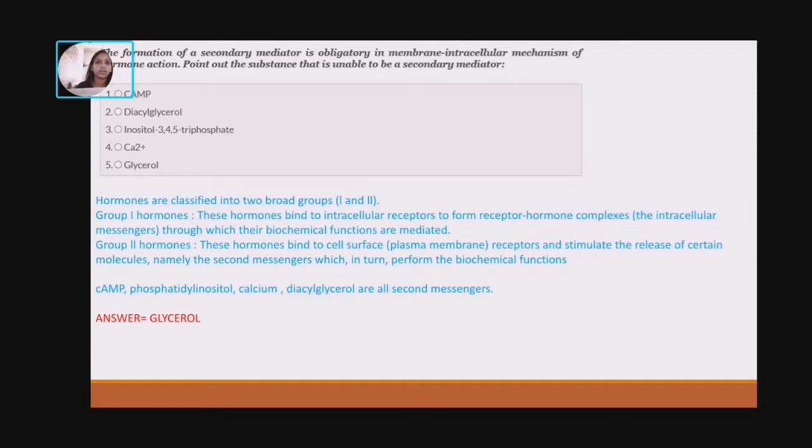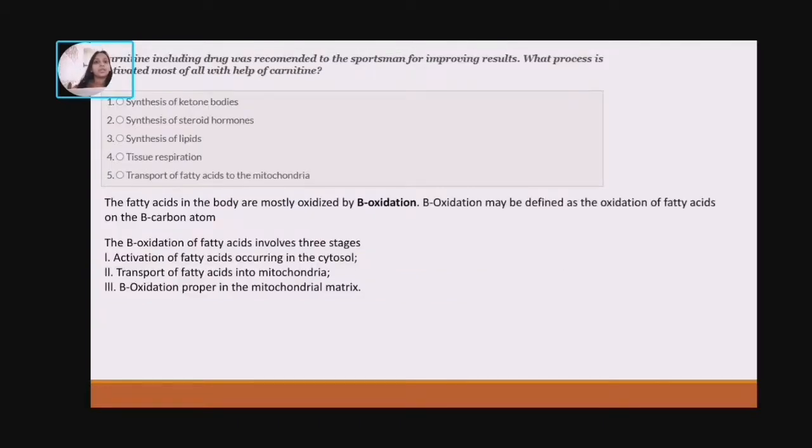Diacylglycerol, of course, is a second messenger. Inositol 3,4,5 triphosphate, okay, phosphatidyl inositol is also a second messenger. Calcium is also a second messenger. So which is the one which is left out? Glycerol. Glycerol is not a second messenger. So this is the basic for this.